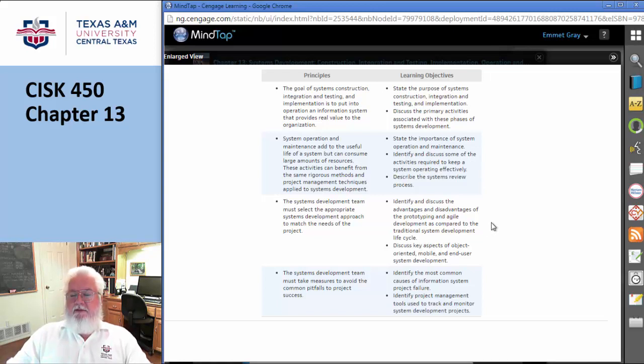And then identify advantages and disadvantages for using the SDLC, because there are alternatives. And so we'll talk about that. Key aspects of each one of these things. Identify the most common causes for system failures. Yeah, that's pretty cool. And identify project management tools that you can use to track and monitor system development projects.